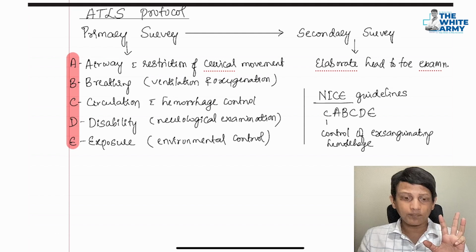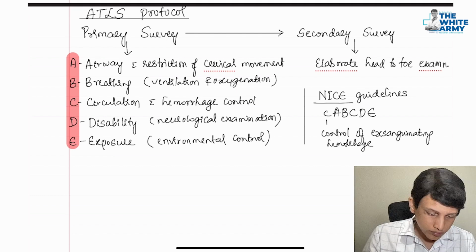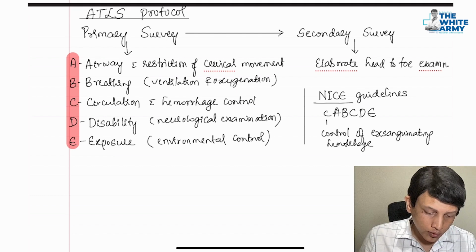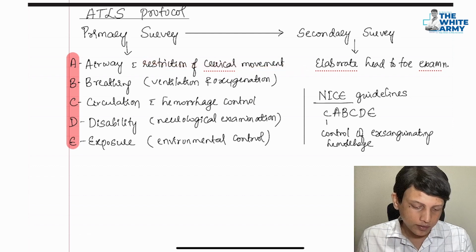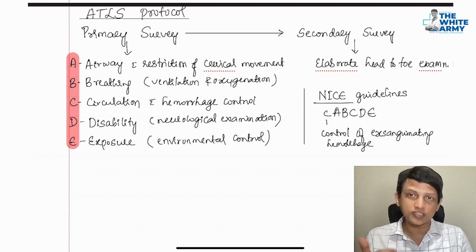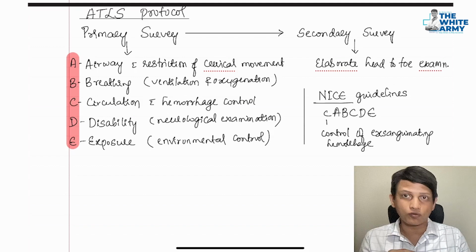A for airway with, this is very important, not just A for airway, with restriction or protection of the cervical movement. Okay, this is very important. And B for breathing, which includes the ventilation and oxygenation. C for circulation with hemorrhage control. D for any disability like neurological examination, and E for exposure. And in the secondary survey, we do the elaborate, in detail examination of the entire head to toe examination.